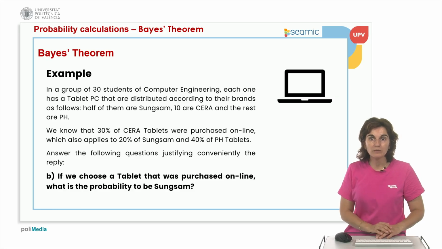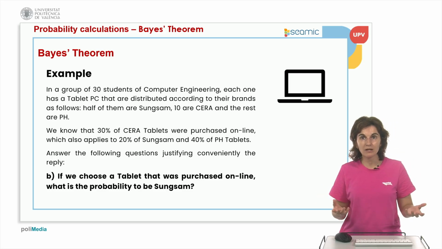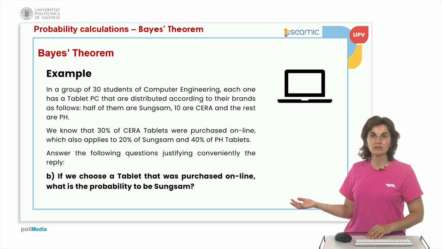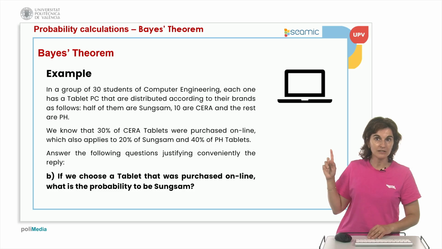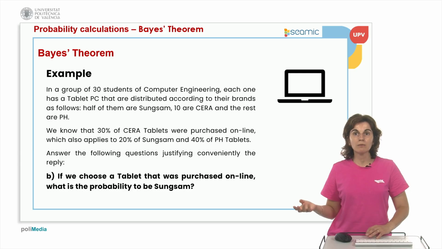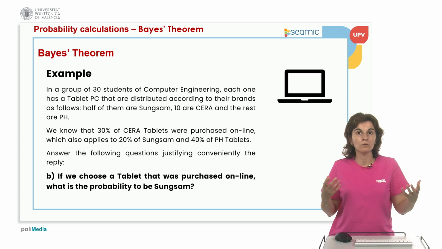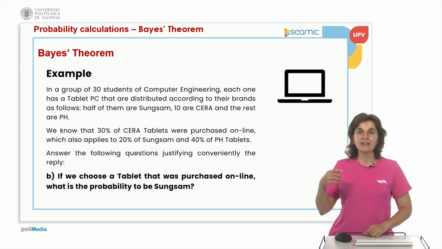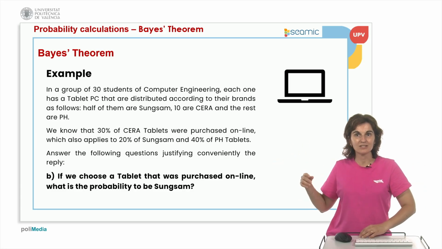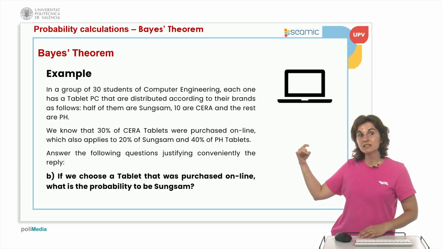For the explanation, we will continue with the example we introduced before about different tablets from different brands, and these were B1, B2, B3. If you don't remember, please revise the video about the total probability law where it was explained. And there was an A event, which was having purchased the tablet online, and we refer to this event as O. So we had several events such as S for Samsung, C for Sierra, PH for PH, and we refer to O as having purchased the tablet online.